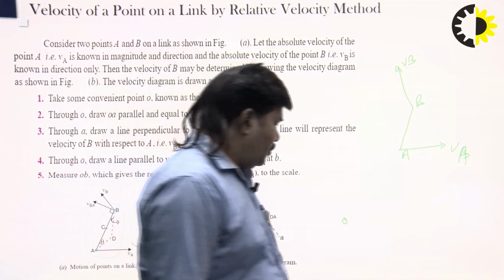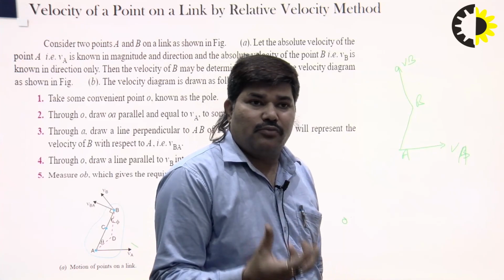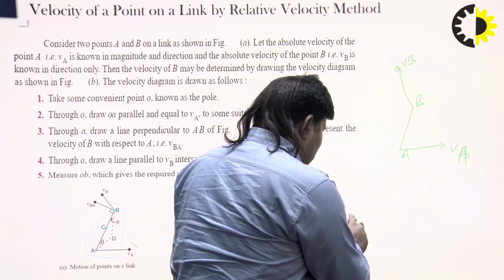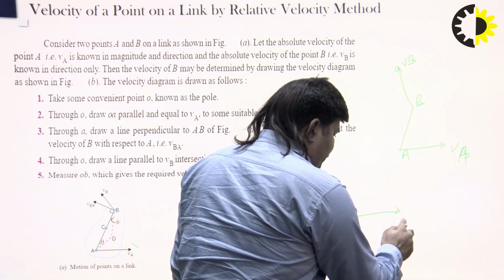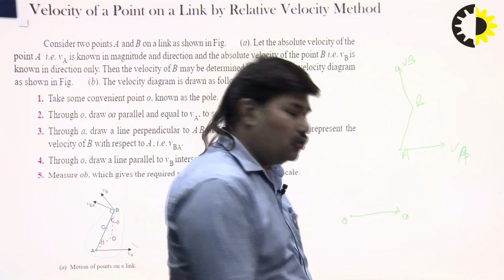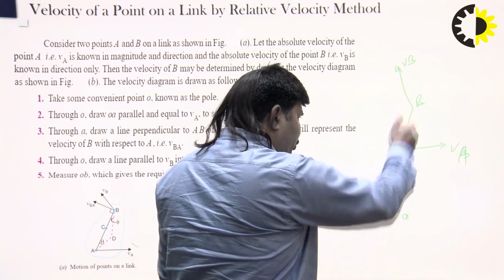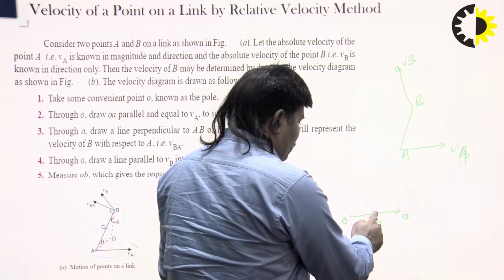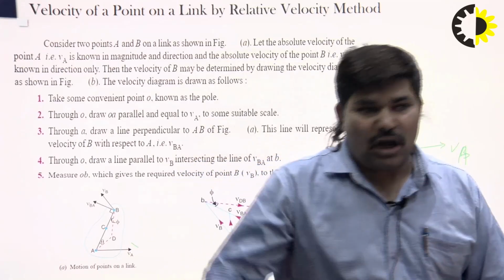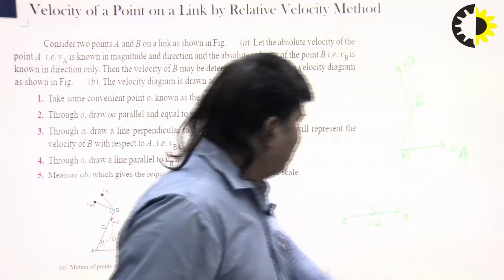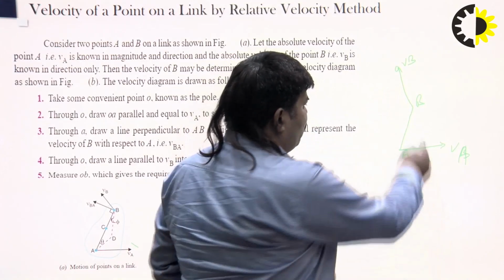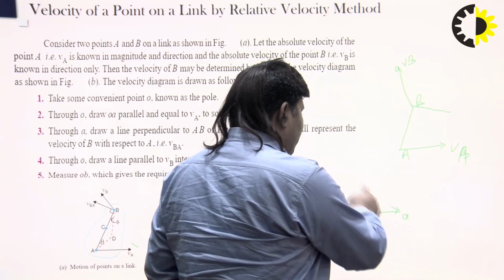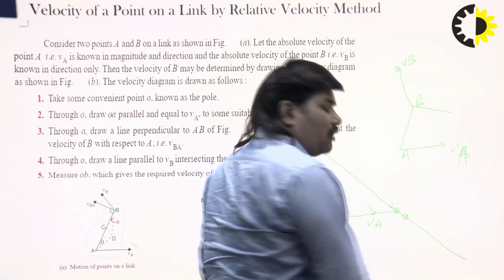So take some point O as the pole, with the scale, and draw the velocity of A. From A, draw the line perpendicular to AB. This line is the AB. So draw the perpendicular like this, right? So draw the perpendicular to line AB. This perpendicular may be in the upward direction or the downward direction.